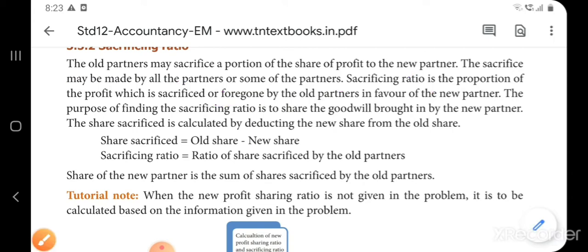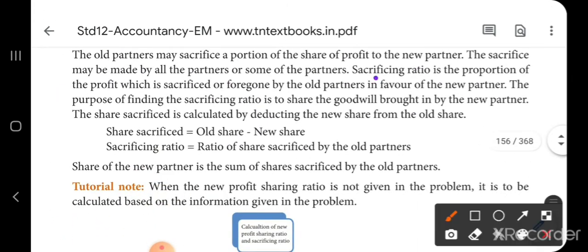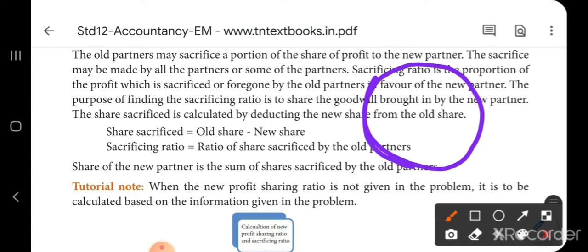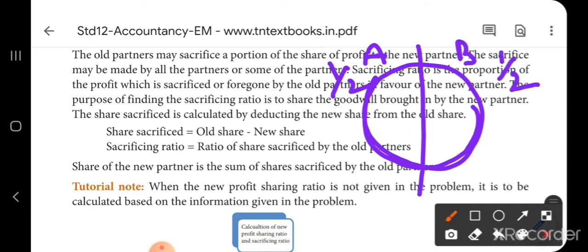So, if this is the profits of A and B, the profit sharing ratio of A and B is 1/2, 1/2. Okay. Now, how much A has sacrificed, how much B has sacrificed?